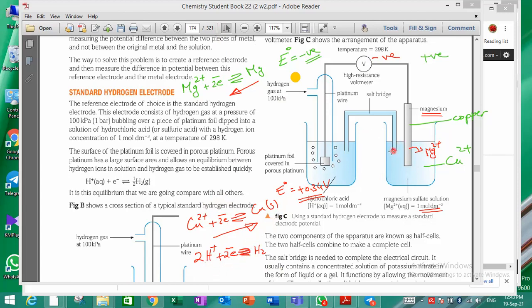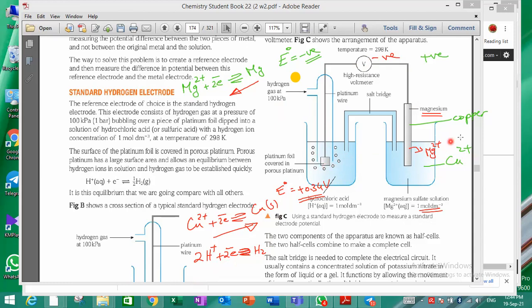So if the magnesium half cell was connected to the hydrogen electrode, then the magnesium, as we said, would release electrons to the hydrogen electrode. And in that case, the hydrogen ions present in the hydrogen electrode will react with the 2 electrons, forming the bubbles of hydrogen gas that we see here.